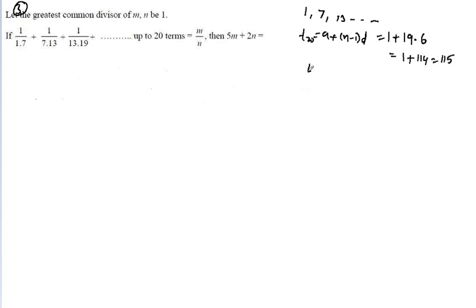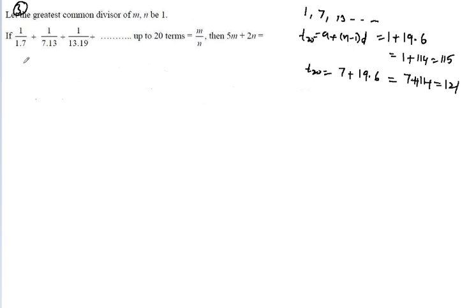Similarly, t20 for the second series, 7, 13, 19: the first term is 7 and 19 into the common difference 6. So this value is 19 × 6 = 114. 7 + 114 is equal to 121. These are the 20 terms in the given series.